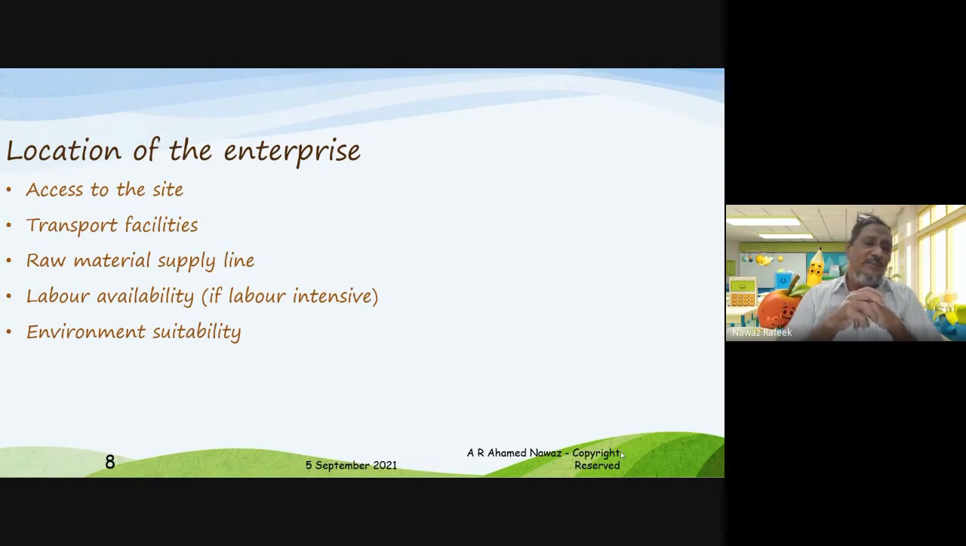On the other hand, environmental suitability: we are not going to put up a store or warehouse in risky areas of land. The disaster management department has certain zones where, in the rainy season, there can be landslides. So we have to study those things also, the suitability of the environment.